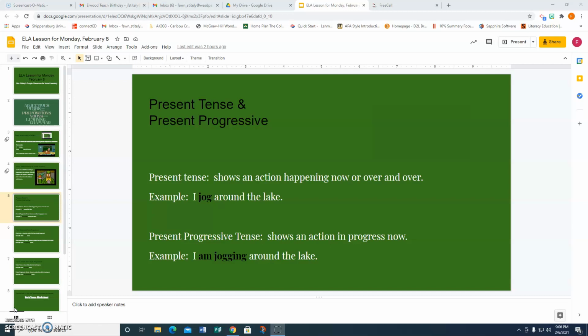But in fourth grade, we're going to learn about something called present progressive, past progressive, and future progressive, in addition to the normal ones that you've learned about already. So let's take a look at these.